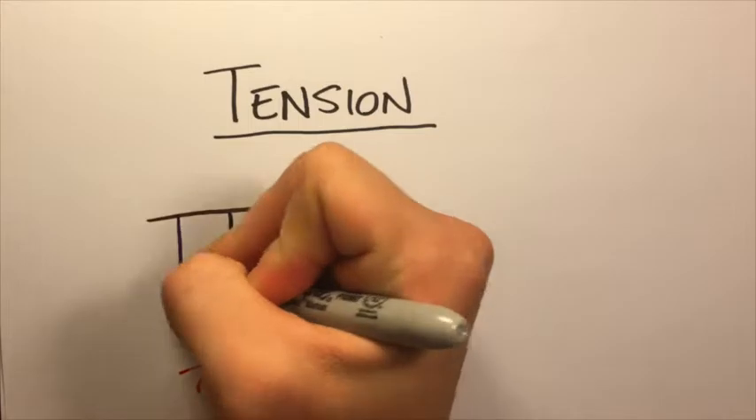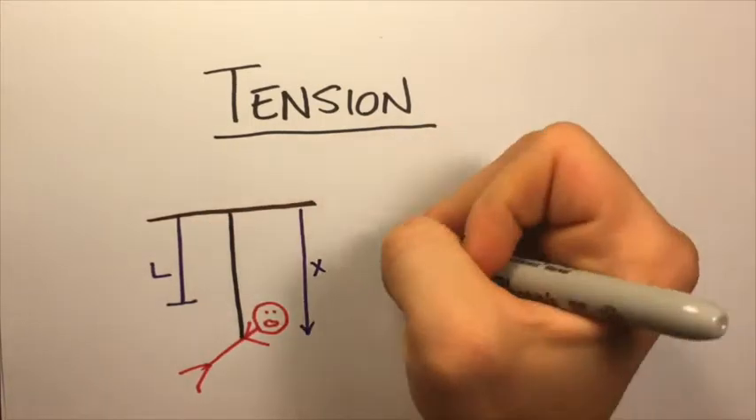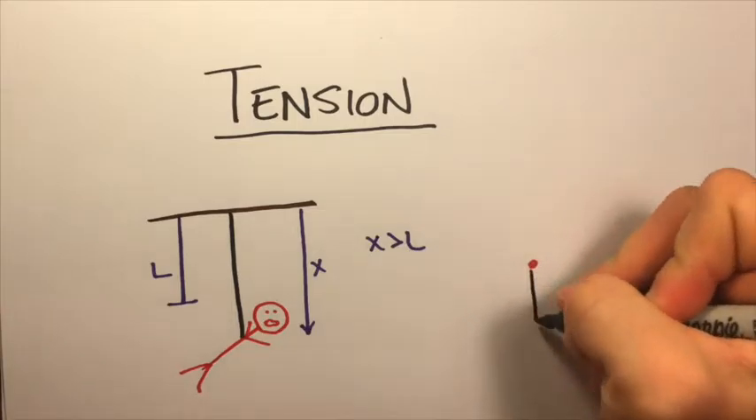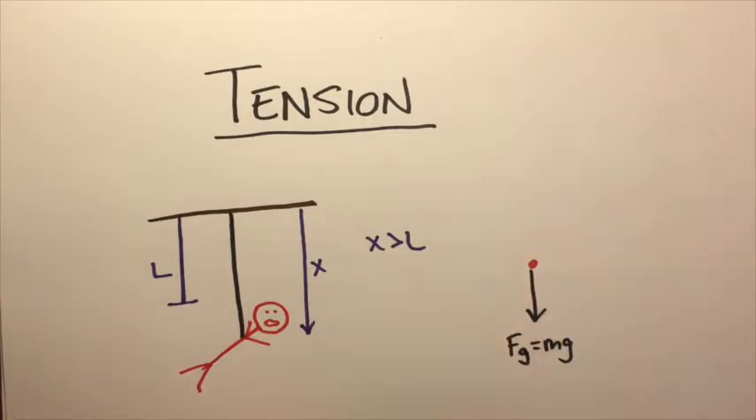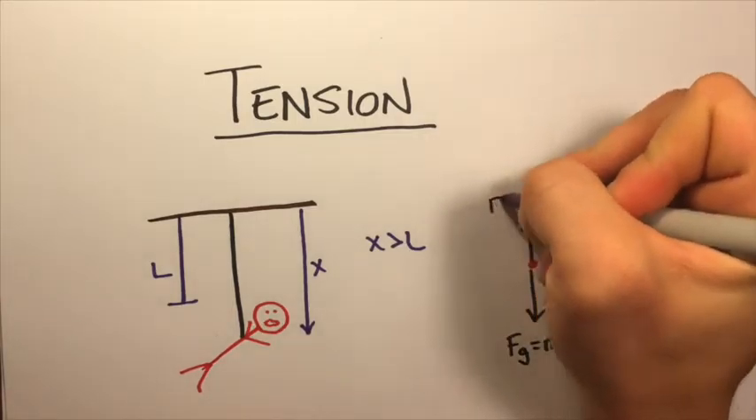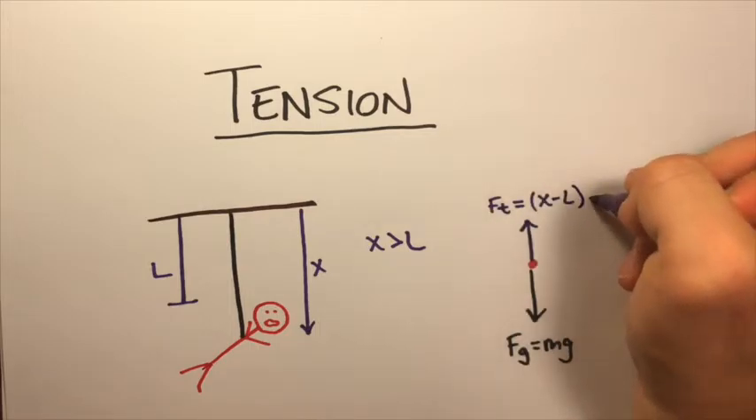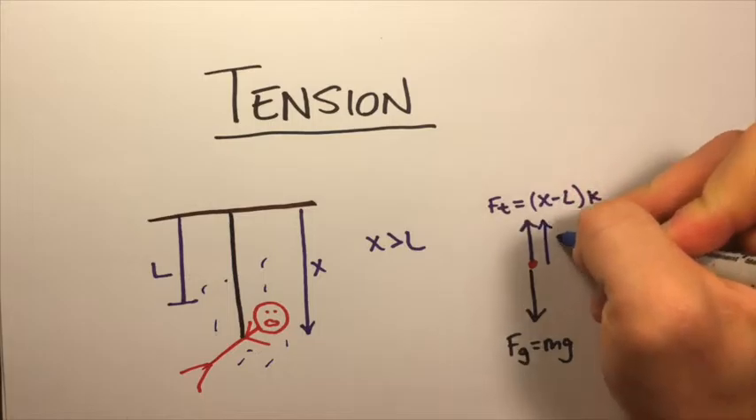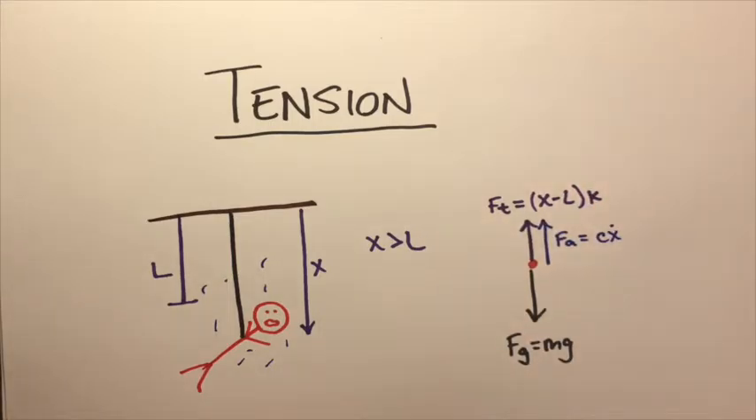The force increases linearly and is modeled by the equation F equals negative K times (X minus L), where X minus L is the amount of stretch in the cable. At this point, the motion of the jumper can be modeled as quasi-linear. Here is the free body diagram, including the tension force. You will notice that air resistance is still present as before.